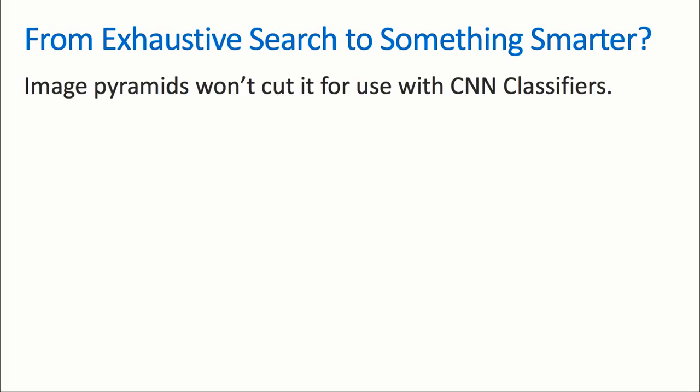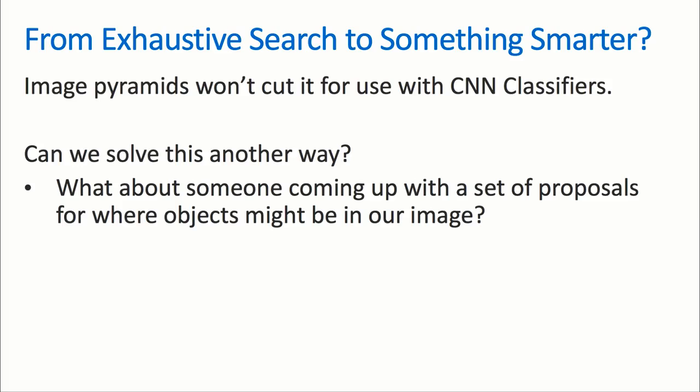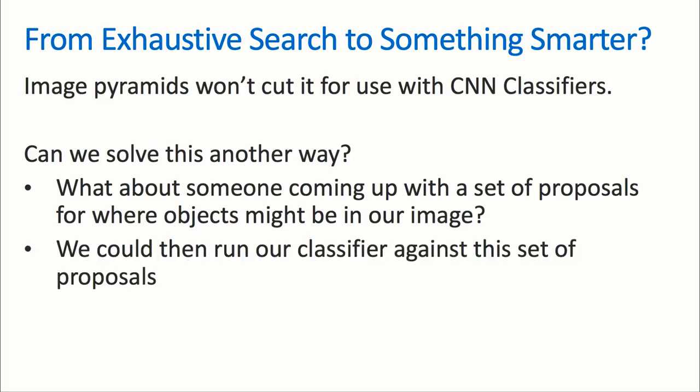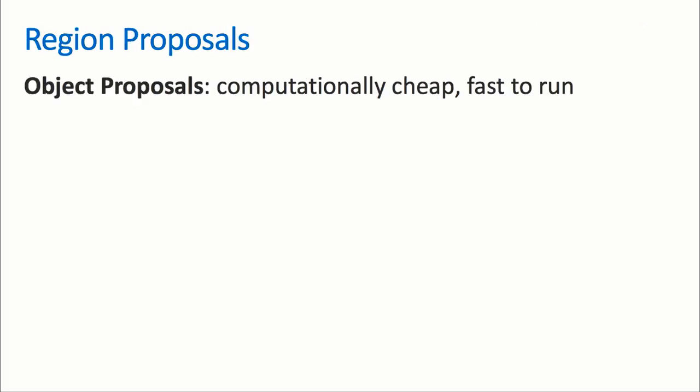So instead of exhaustively searching an image for objects in all possible locations, what if we could quickly generate a set of proposals as to where objects might be in the image? We might use basic image features and visual cues such as textures, intensity, colors, edges. We could then resize these patches into an appropriate size for our CNN classifier and run it against them. We are going to look at a set of algorithms called object proposals that can do just this.